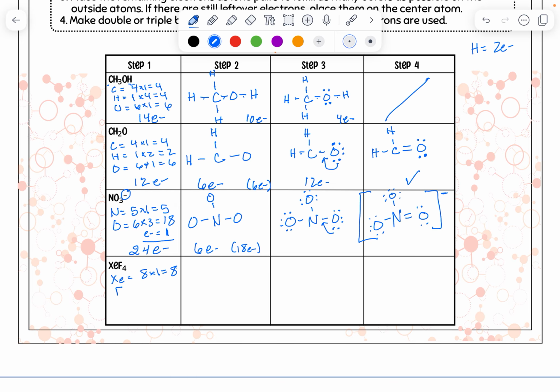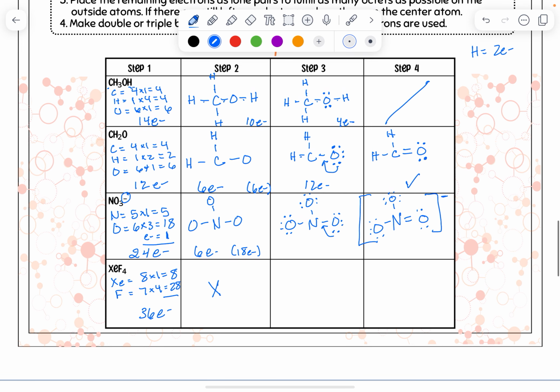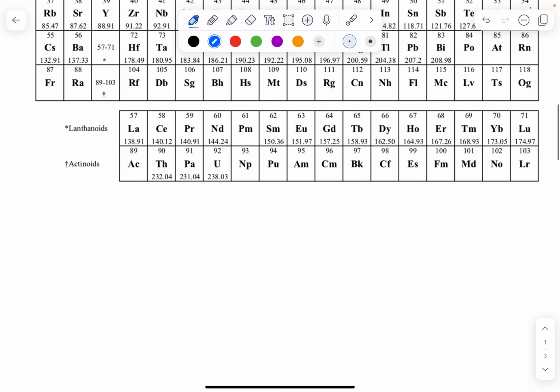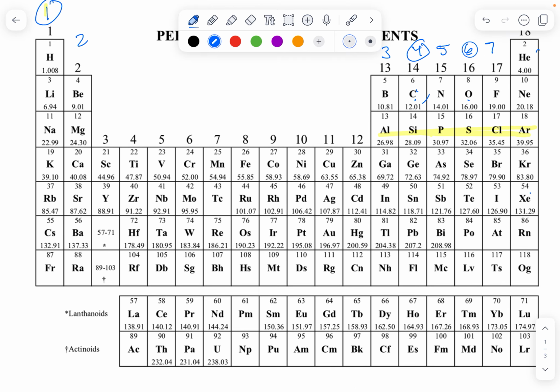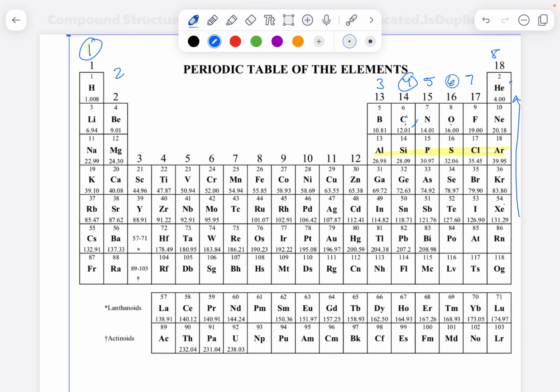And then fluorine has 7. I have 4, so that gives me 28. So if I add that together, I have 36 total valence electrons. Now the first thing I'm going to do is draw my skeleton structure, and I'm going to attach all the fluorines to it. Xenon is the least electronegative. Remember, electronegativity increases as we go up, so xenon has lower electronegativity.